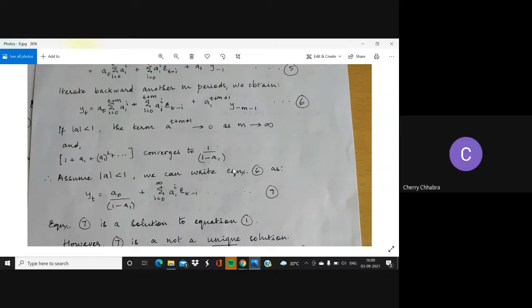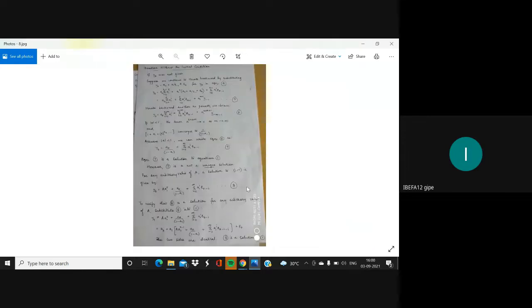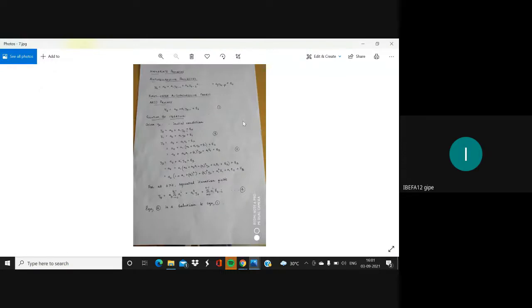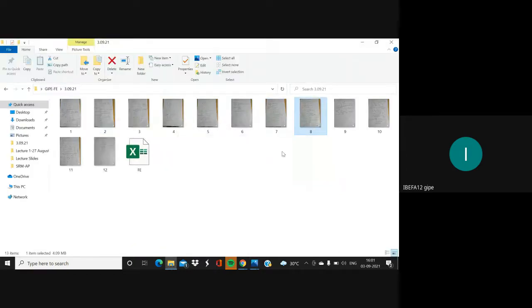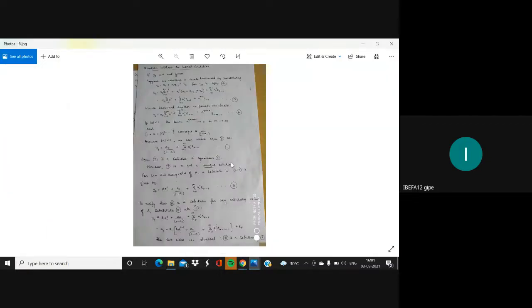Yes, ma'am. Now equation 7 is a solution to the first difference equation that we saw, which is your yt. Going back to this page, yt is equal to a naught plus a1 yt minus 1 plus et, so it's a solution to this equation. If you want to confirm whether it's a solution, you just need to substitute and check whether you're getting the same solution.